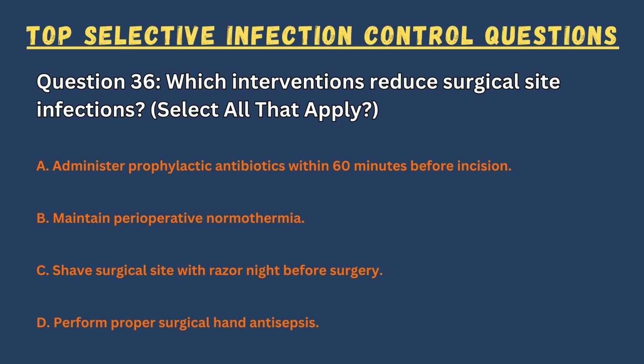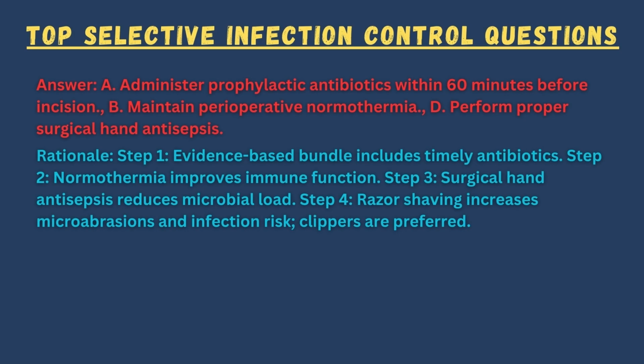Question 36. Which interventions reduce surgical site infections? Select all that apply. A. Administer prophylactic antibiotics within 60 minutes before incision. B. Maintain perioperative normothermia. C. Shave surgical site with razor night before surgery. D. Perform proper surgical hand antisepsis. Answer A. Administer prophylactic antibiotics within 60 minutes before incision. B. Maintain perioperative normothermia. D. Perform proper surgical hand antisepsis.